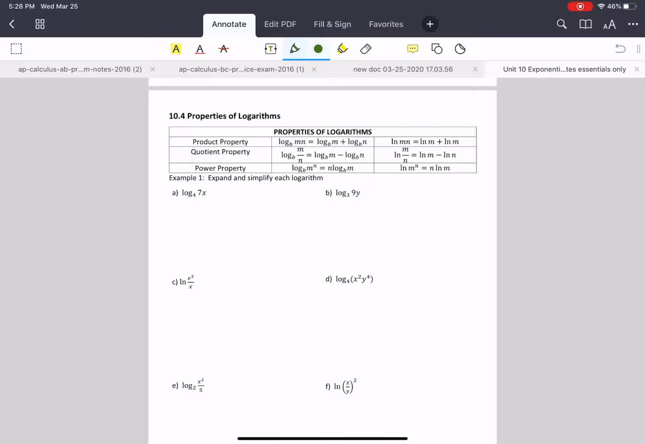Okay, so the first one, if I'm looking at this, I can see that the 7 and the x here are being multiplied together. So we're going to use the product property. The 7 is like the m and the x is like the n. So I'm going to split that into two different logs. The base, the 4, the base of the log has to stay the same, and log 4 of x.